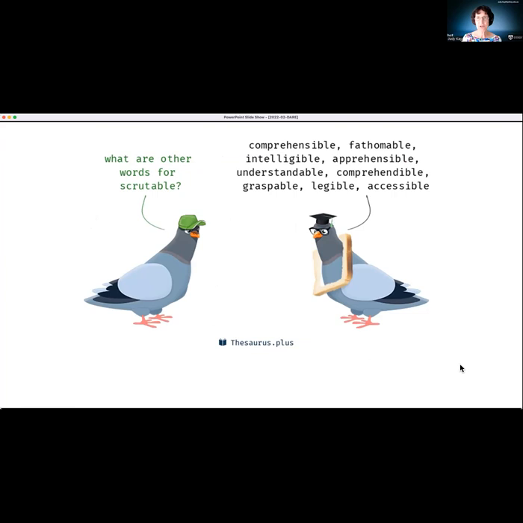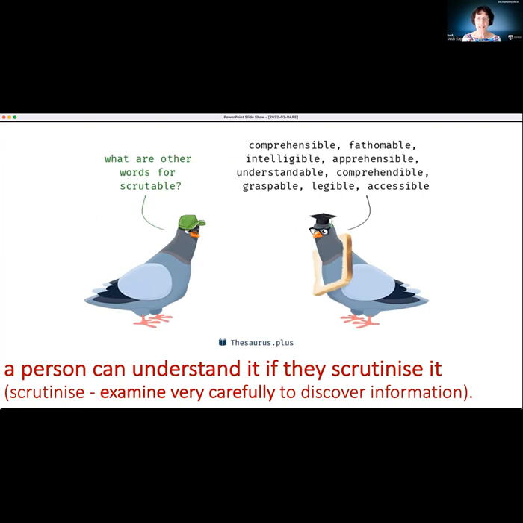So, just about this word scrutable, and often it's easier to look at synonyms, and here's an English definition. It means a person can understand a system if they scrutinize it, where that means examine very carefully. I know that DARE is interested in these broad areas, and lots of people talk about explainable AI and so on, but really, complex things are going to be complex to understand. We have to be aware that when we build interfaces for people to understand them, we're going to have to expect them to put some effort in, and we're going to have to help them.